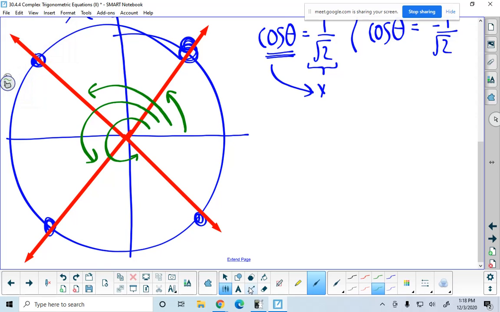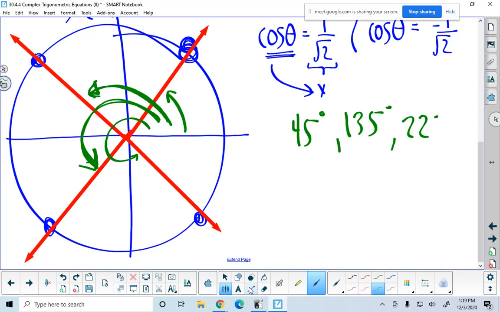I'm more comfortable working in radians, but in degrees we would have 45 degrees. This angle would be 180 minus 45, which is 135. This angle would be 180 plus 45, which is 225. And the last angle would be 360 minus 45, which is 315 degrees. How is my arithmetic there? It looks good. Okay, thank you, Aaron. So those are the answers.